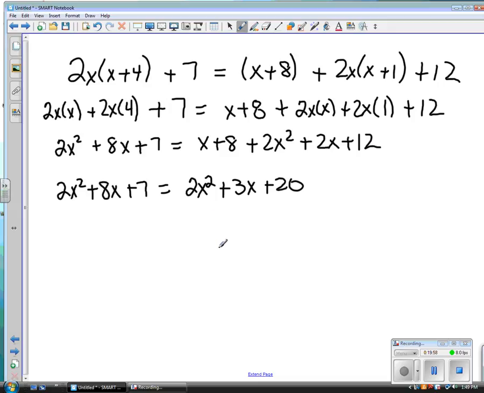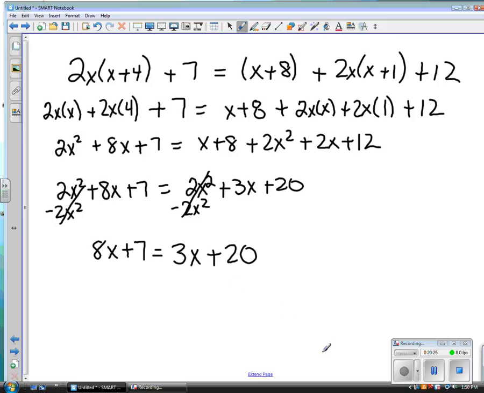Now we want to solve. Tonight, they're going to be able to cancel these off. If I subtract 2x squared from both sides, what happens over here on the left? I can't cancel off, so I'm just left with 8x plus 7. What happens over here on the right? They cancel off, so I'm left with 3x plus 20.